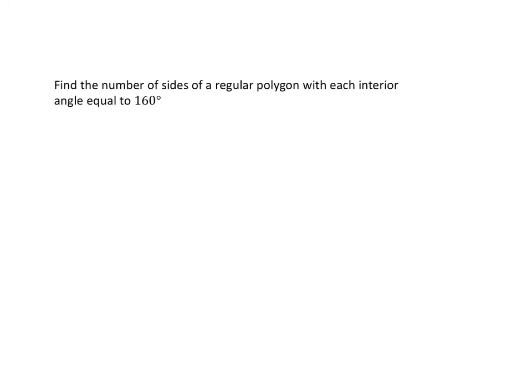All right, let's take a look at some examples. Find the number of sides of a regular polygon with each interior angle equaling 160. So we first have to note that it's a regular polygon, so that means all the sides are the same length, all the angles are the same measure. And we want each interior angle, which is 160 degrees. So we know the interior angles.